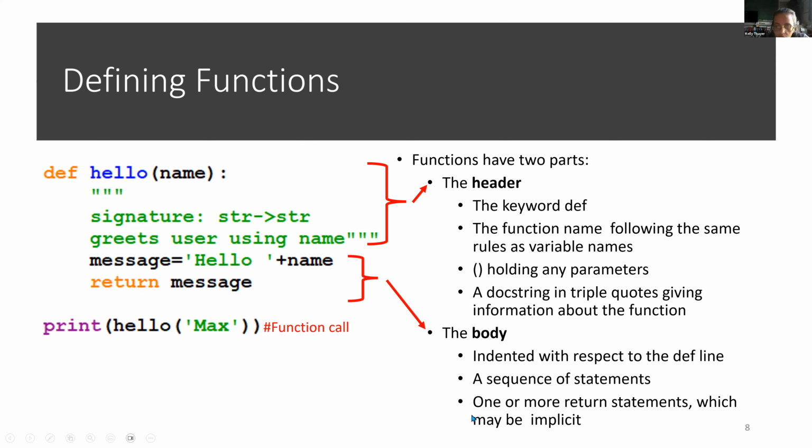There will be a sequence of statements, and there's one or more return statements which may be implicit, and we'll have a lot more to say about those return statements coming up. But the return statement signals the end of the function. That's the keeping, and this sends the information back out. So this particular function will be called right here. So this is the hello that will call the function, and then this here is the information that's sent to the function that gets matched up to the parameter.